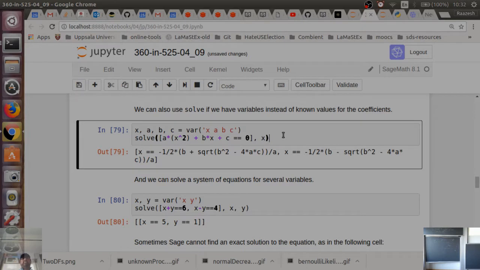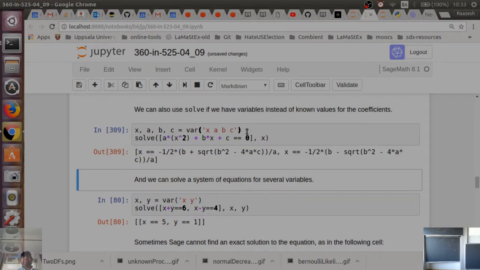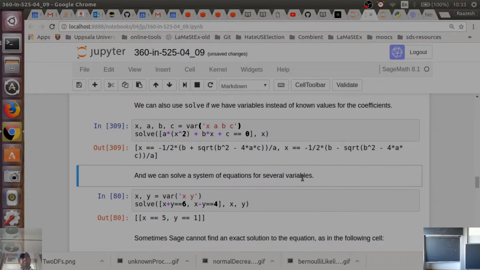Okay, and then if you have coefficients, say ax squared plus bx plus c, then you just have to declare all four as variables. You can just throw it into a string, x a b c, and then simply solve for the values of x with unknown coefficients. So you get all of this for us. Right? This is the familiar quadratic.